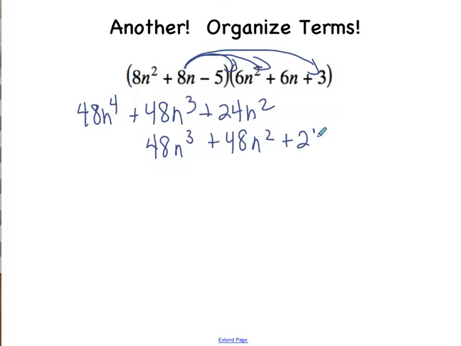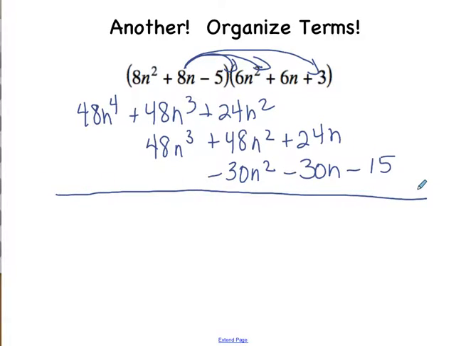Then distribute the 8n to the 3. That's plus 24n. Now we'll distribute the negative 5. Negative 5 times 6n squared is minus 30n squared. Negative 5 times 6n is minus 30n. And then negative 5 times 3 is minus 15. Are you tired yet? I am. But we keep going.